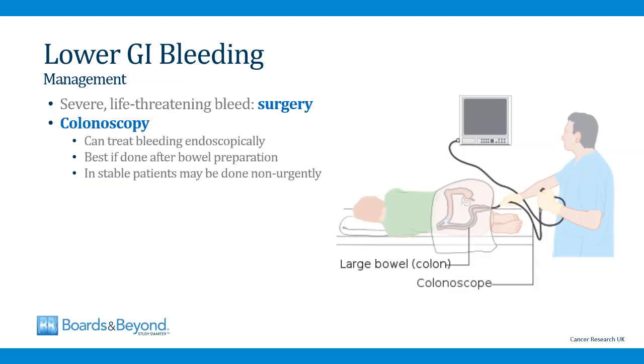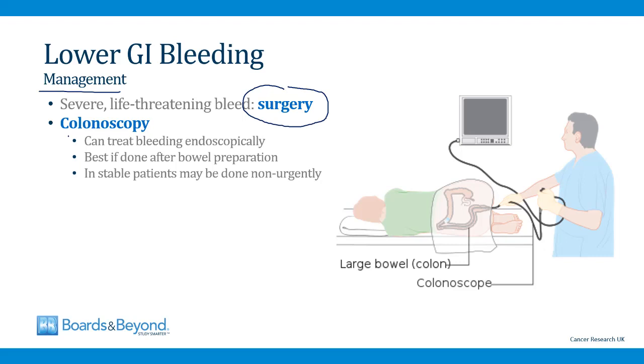Once you've done a nasogastric lavage and it's negative for blood, then you know you're dealing with a definite lower GI bleeding source. And so now let's talk about how you manage lower GI bleeds. First of all, for severe, life-threatening lower GI bleeds, the patient needs to go to the OR for surgery to try and identify the source of bleeding and stop it.